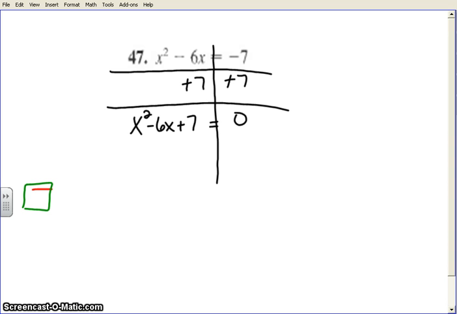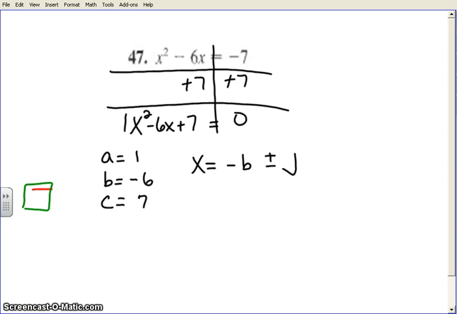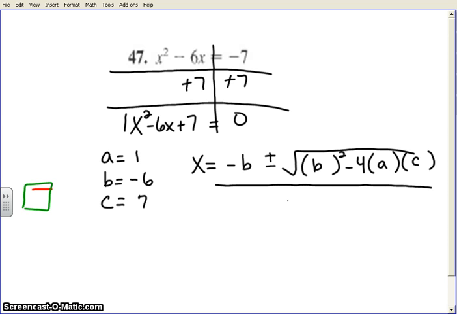Which means I need to list out my A, B, and C. Okay, A is 1, B is negative 6, and C is positive 7. Okay, the quadratic formula, x is equal to negative b plus or minus the square root of b squared minus 4 times a times c divided by 2 times a.